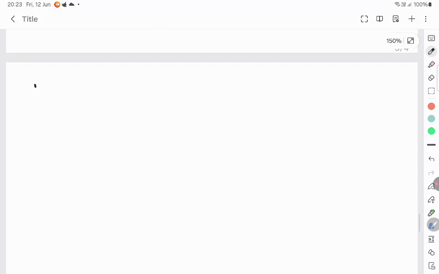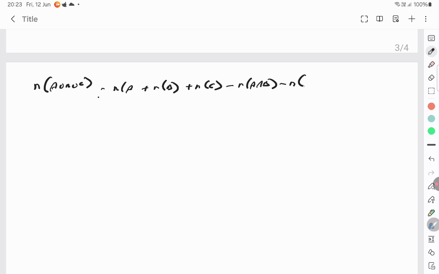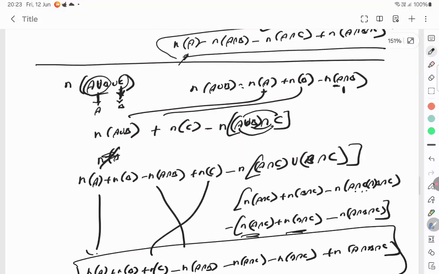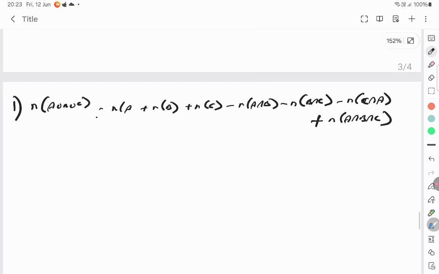Let me sum it up. The formula for n of A union B union C, you can memorize it as n of A plus n of B plus n of C, minus n of A intersection B, minus n of B intersection C, minus n of C intersection A, plus n of A intersection B intersection C. This is the formula for n of A union B union C, which I've derived and shown. The derivation is also important.